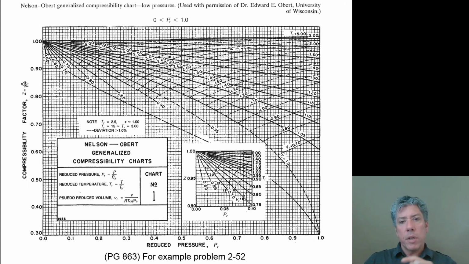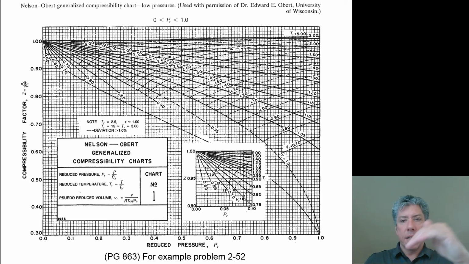But what you'll notice is there are also lines of constant reduced temperature. So they slope down and to the right. And you should realize that in the full chart they would come back up like you saw in the schematic on the previous slide. But we don't really need that part. As a matter of fact, this y-axis doesn't go all the way down to 0.2. It only goes down to 0.3. But again, this is the most useful section of the chart.